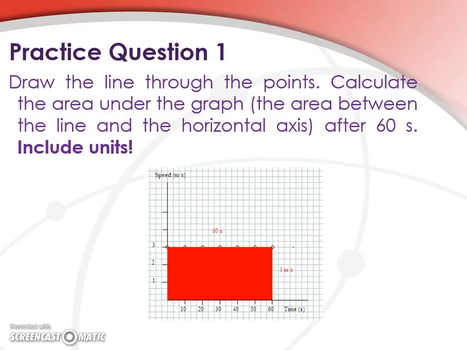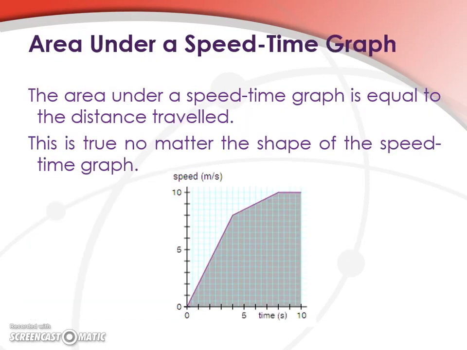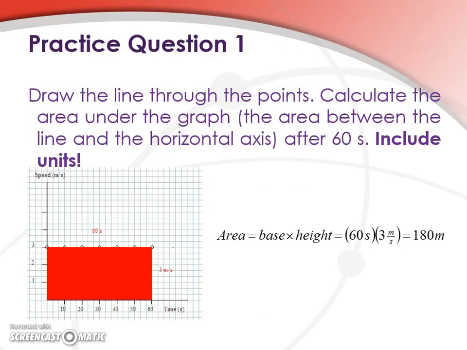If we take the area of a rectangle, our length is 60 seconds. Our height is 3 meters per second. If we multiply 60 seconds times 3 meters per second, we get an area of 180 meters. So that's an interesting point, right? If we followed through our units, our area on a speed-time graph, the units are in meters, distance traveled.